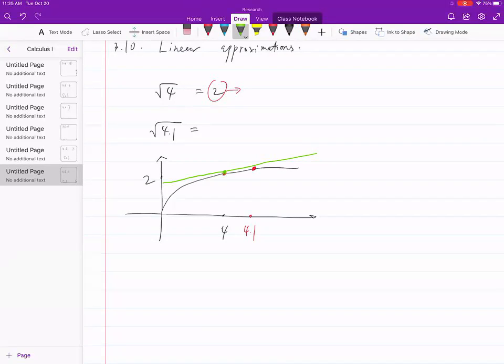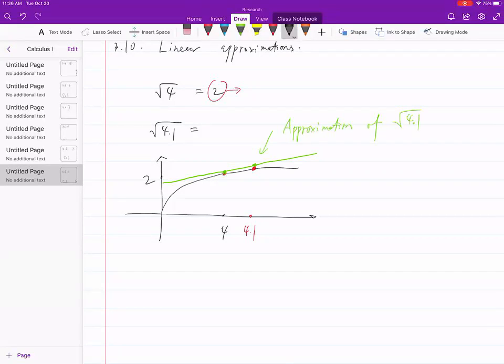Then you locally replace the curve by a straight line, not far away. You use the point on the straight line instead and say that's my guess of the red point. From here, you can see it's not accurate, but it's not too far away either. So that's going to be my approximation. It's not going to be accurate, but it's going to be close. Does it make sense?